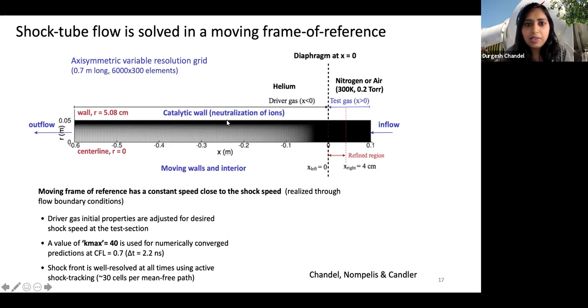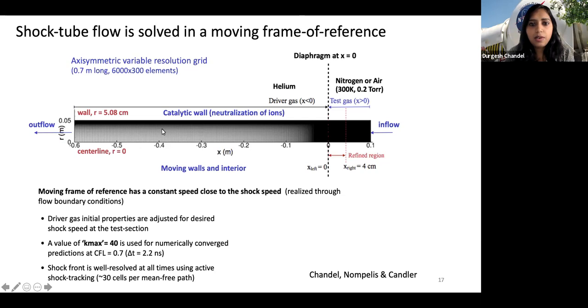So we basically neutralized the ions. In the chemistry file, we made changes such that the ions at the wall are neutralized, and then we made sure that the mass of other species are balanced. So it was done using the US3D utilities feature.